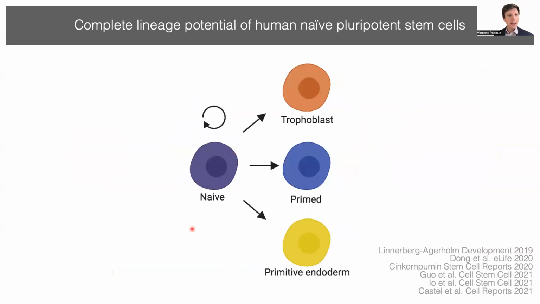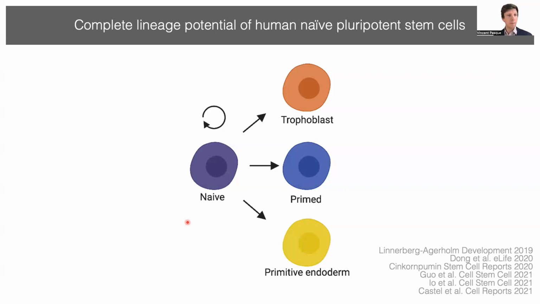And in the case of naive human pluripotent stem cells, one of the remarkable properties of these cells is that they can self-renew indefinitely, and they maintain the capacity to give rise to prime cells and the three germ layers, ectoderm, mesoderm, and endoderm. But naive human pluripotent stem cells have complete lineage potential, meaning that they can not only give rise to prime cells, they can also give rise to the trophoblast and primitive endoderm lineages. So this is a remarkable cell type that can basically make everything.